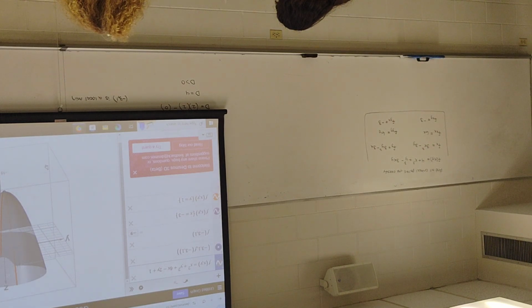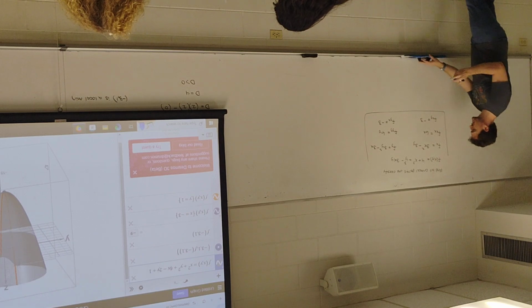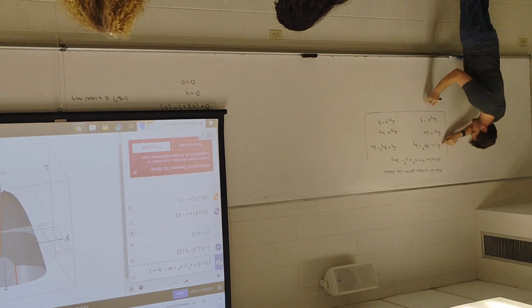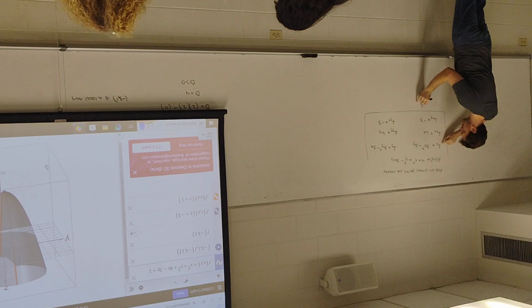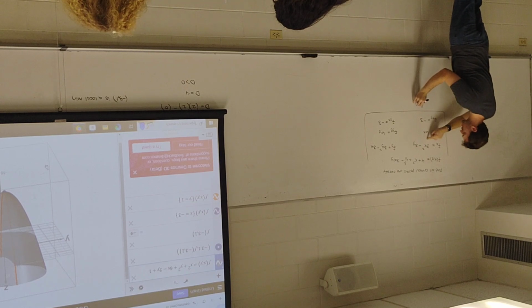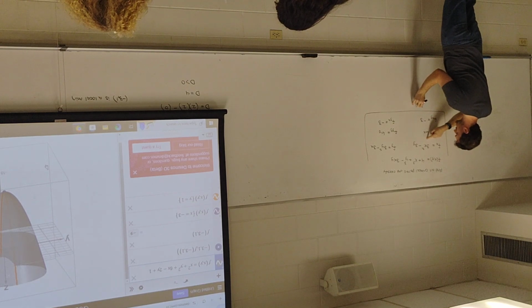But while I'm in the habit of taking derivatives now, I'm just going to find all of them. So critical points are where both the first partials equal 0.